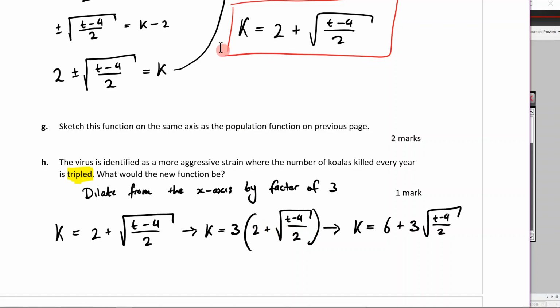So that means this right here is going to be my answer. We started with our original, we multiplied the outside by 3 here, and then we got this as our answer. Okay, that is everything.